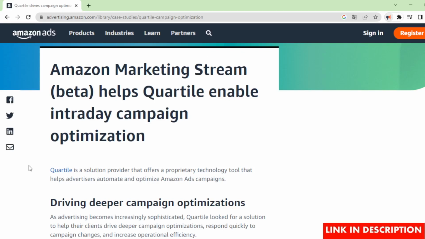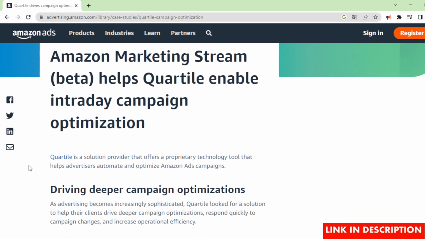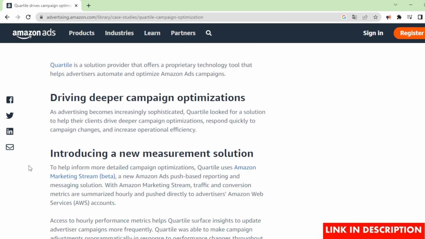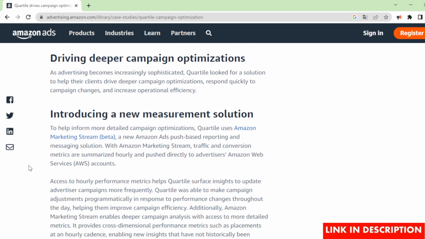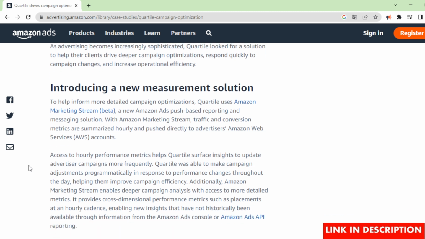Amazon Marketing Stream Beta helps Quartile enable intraday campaign optimization. Quartile is a solution provider that offers a proprietary technology tool that helps advertisers automate and optimize Amazon ads campaigns, driving deeper campaign optimizations. As advertising becomes increasingly sophisticated, Quartile looked for a solution to help their clients drive deeper campaign optimizations, respond quickly to campaign changes, and increase operational efficiency.